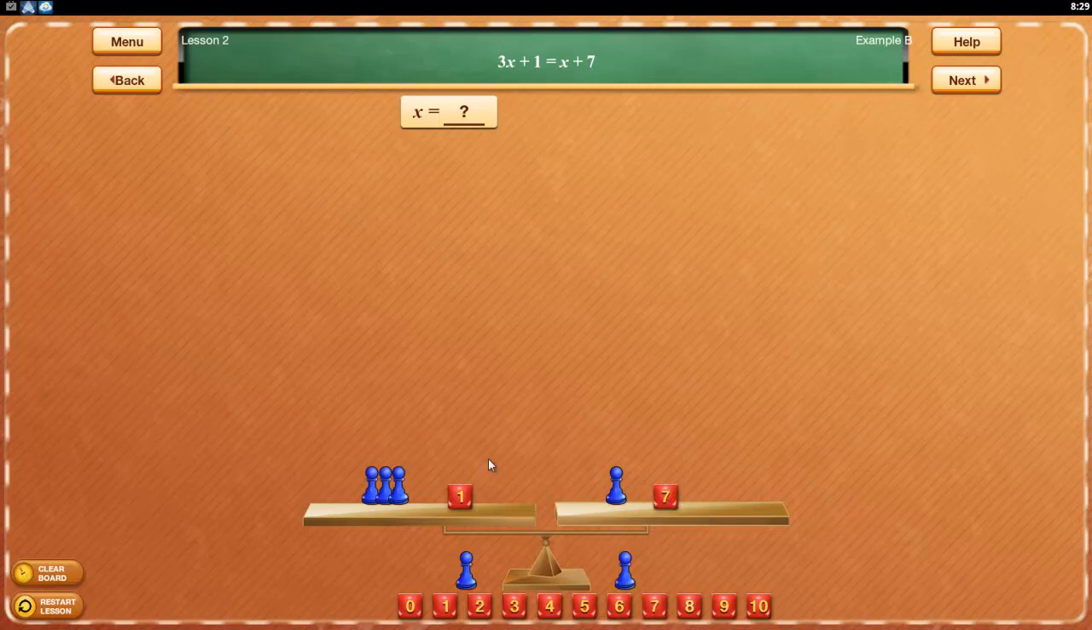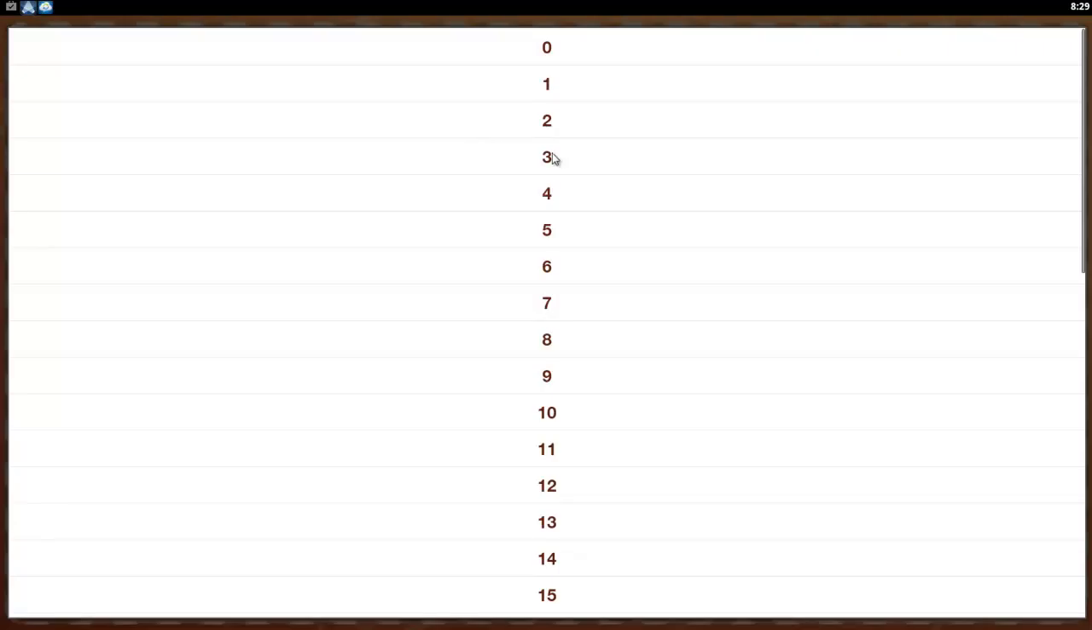Now the equation is completed on the balance, and all we have to do is solve it. I'm going to use a little of my algebra to see. So it's 2x equals 6. That means x is 3. We're going to put in here 3.